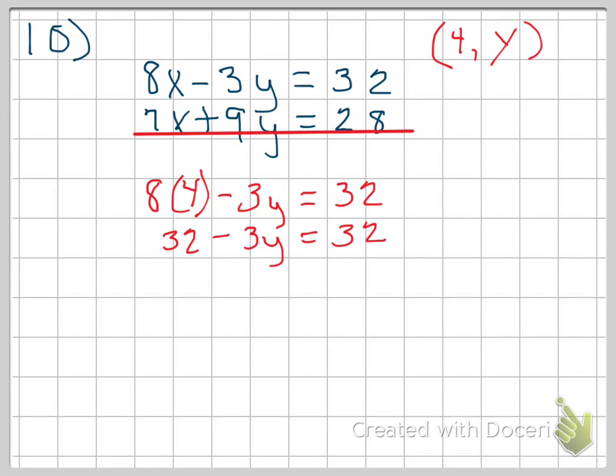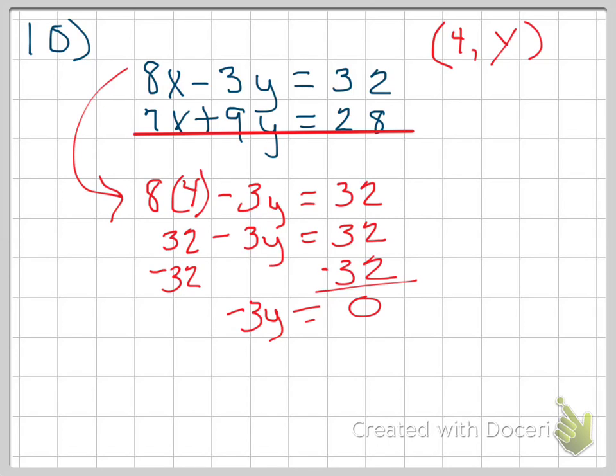Okay, so we just plug x back into one of the equations to solve for y. So I chose the top equation, and I plugged 4 into our x, and right now I'm at the part where we are at 8 times 4 is 32, minus 3y equals 32. And when we subtract both sides, we get 0 on the right, and we get negative 3y on the left. So we divide by negative 3, and y equals 0.